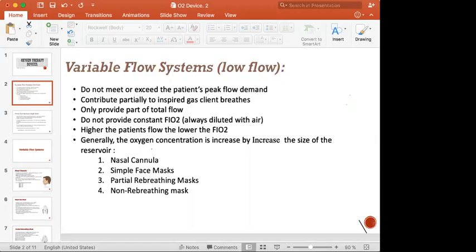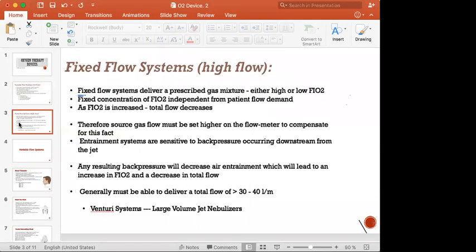Next. The concept of high flow: it gives us a fixed flow system. Because the flow is very high, whatever we set in FiO2, the patient is getting it.